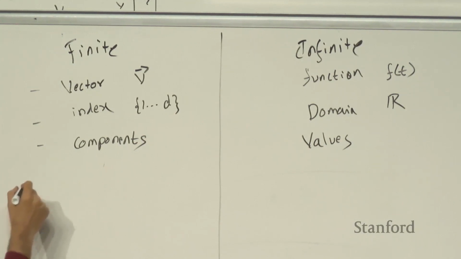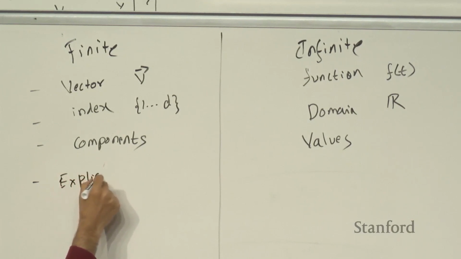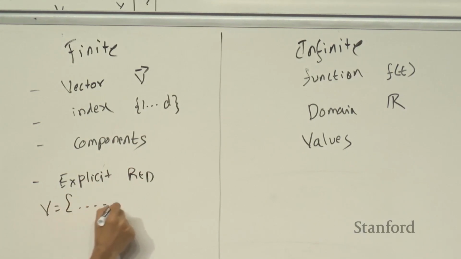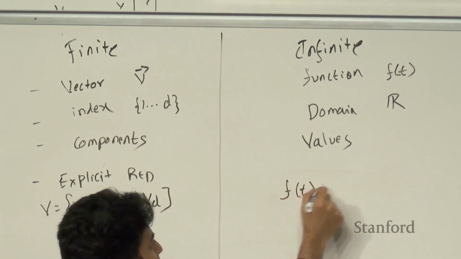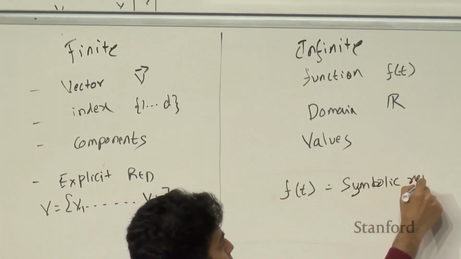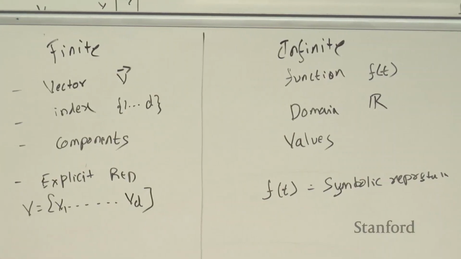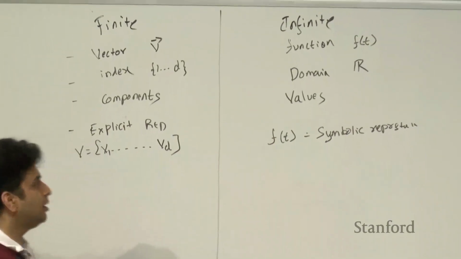And vectors are generally represented with an explicit representation. Right? So you generally write v equals v1, v2, vd. Right? You just write out the actual values of the vector. But functions generally have some kind of a symbolic representation. Which means you have some kind of a shortcut, some kind of a rule, that given the index tells you what the value should be, right?